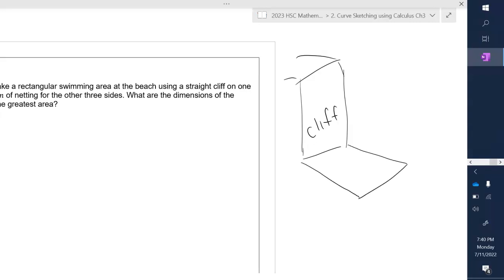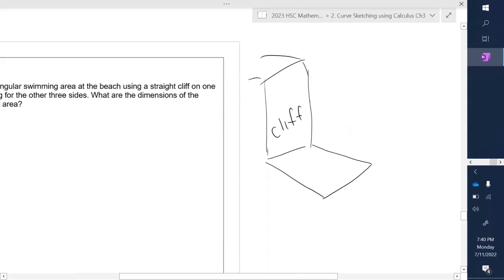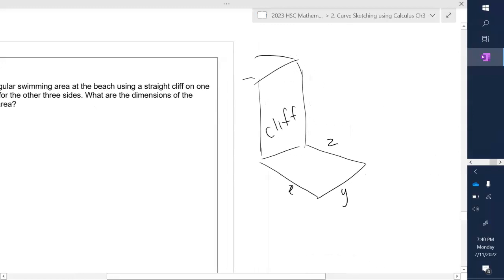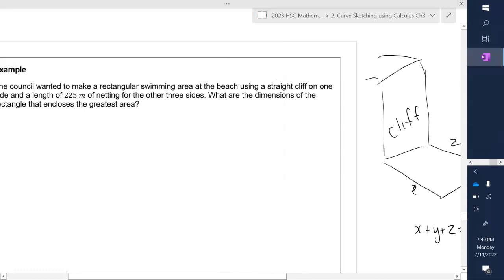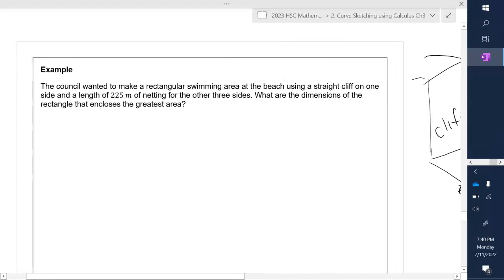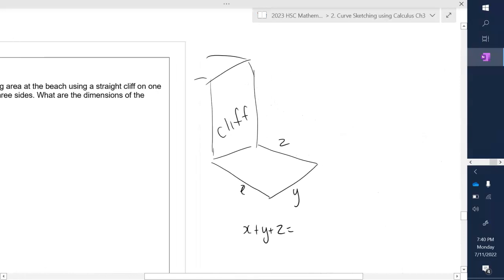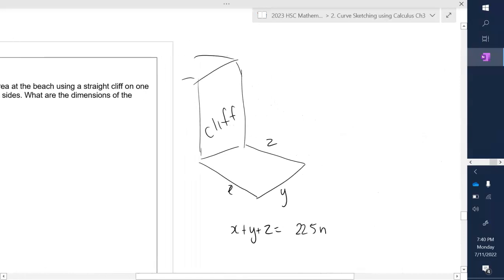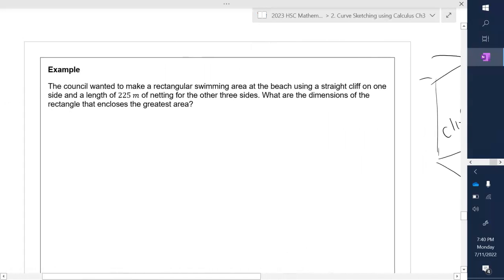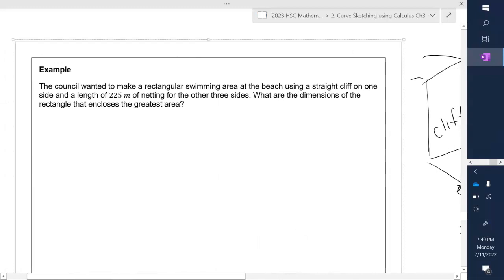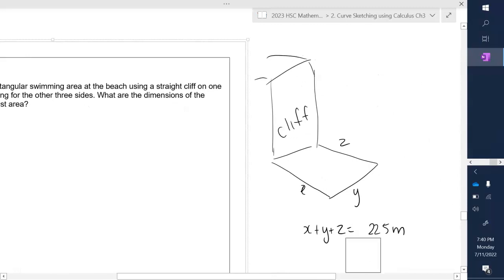There are 3 sides here. Might just call them X, Y, and Z. And we know that X plus Y plus Z is going to give us 225 meters. And what the idea is, we're wanting to find the dimensions of that rectangle that encloses the greatest area. So what values of X and Y and Z can we have so that our rectangle's area is the maximum?